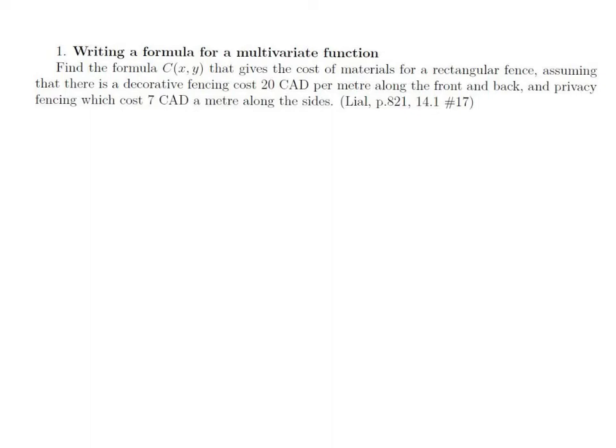This example here, writing a formula for a multivariate function, gives us an idea of where a multiple variable function might come from. So the question reads, find the formula C at xy, so cost with two variables, x and y, that gives the cost of materials for a rectangular fence, assuming that there is a decorative fencing cost, $20 Canadian per meter along the front and back, and privacy fencing, which costs 7 Canadian dollars a meter along the sides. It might be easier to draw a little diagram.